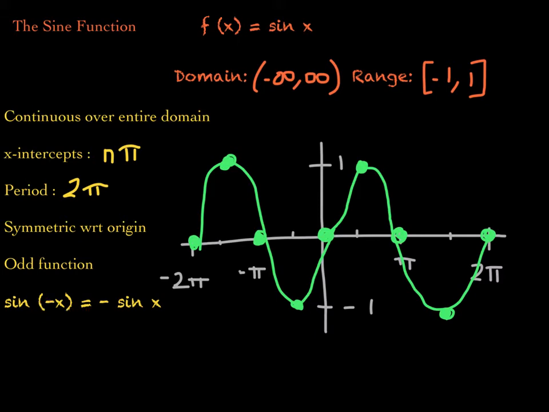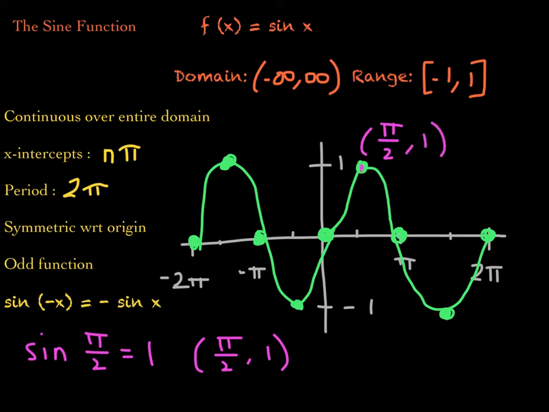Let me see if I can give you an example of what that means. Let's do sine of pi over 2. Sine of pi over 2 is 1. Now, pi over 2 is your input, 1 is your output, right? So the ordered pair here is pi over 2, comma 1. It's on the graph, it's on the curve, it's right here. This is pi over 2, comma 1. I'll label it. All right, that's this point right here.